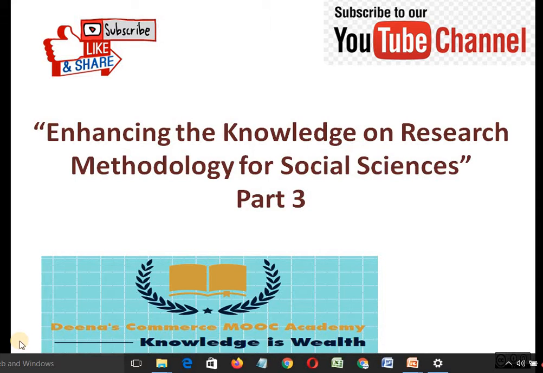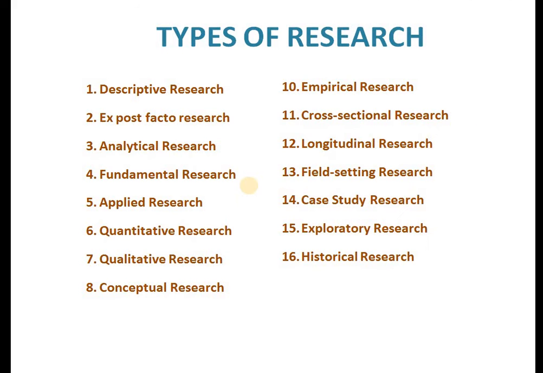Today we are going to discuss the topic of enhancing knowledge on research methodology for social sciences, part 3. This is a series of videos. In the previous videos we have seen what is research, what are the objectives of research, and what are the good criteria for research. Today we are going to see the types of research. There are 16 types of research.